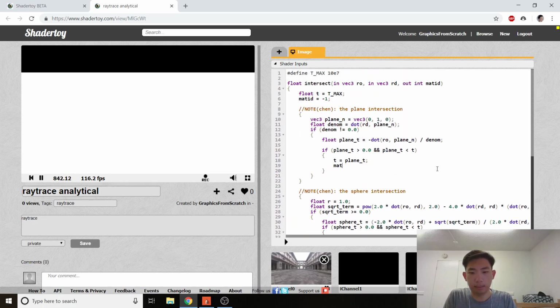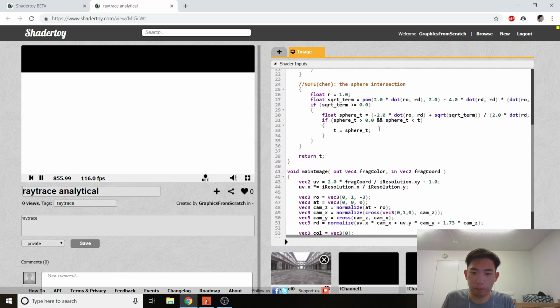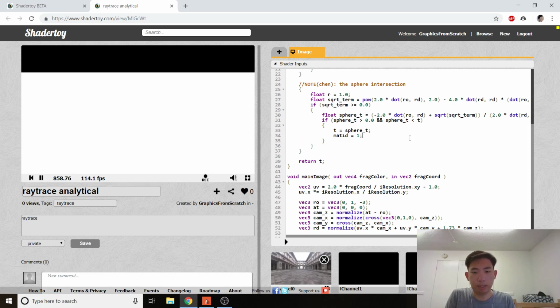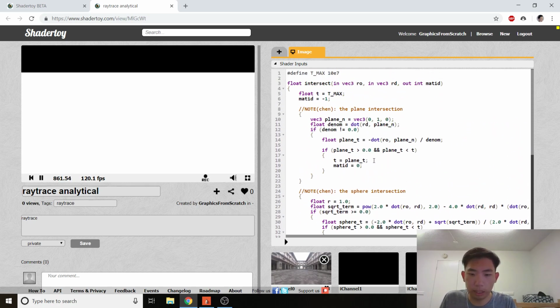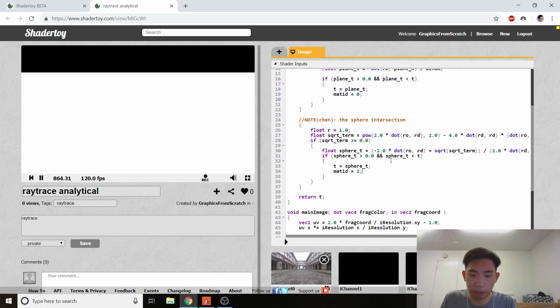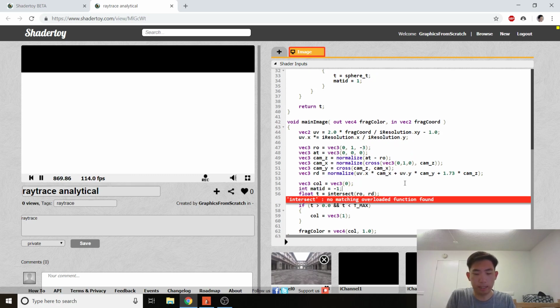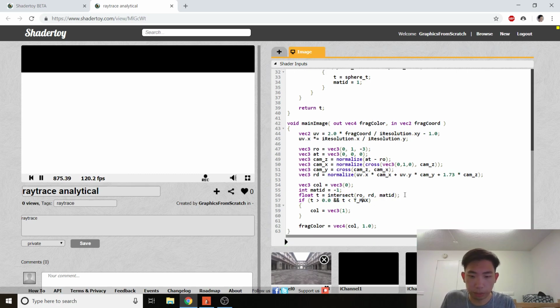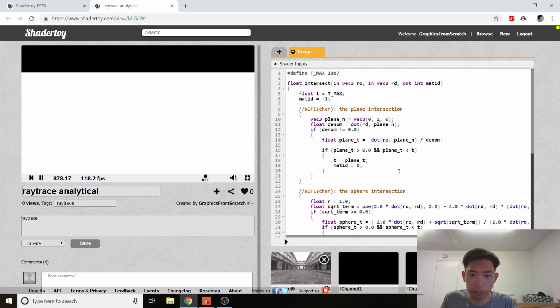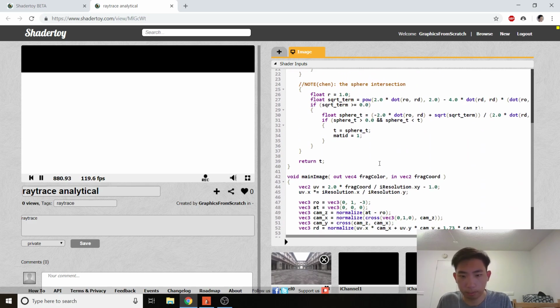And if plane t, if it hits the plane, then I return 0 as the material index. By the way, matID here stands for material index. Material index -1 means there's no intersection at all. And if it hits the sphere, then matID becomes 1. So the material index for the plane is going to be 0, and the material index for the sphere is going to be 1. Compiling this doesn't work because we didn't put the arguments in here, so let me just make matID real quick. After this intersection routine, matID will be filled with whatever value we write to it in the end.